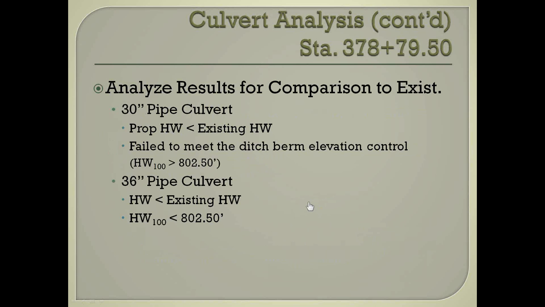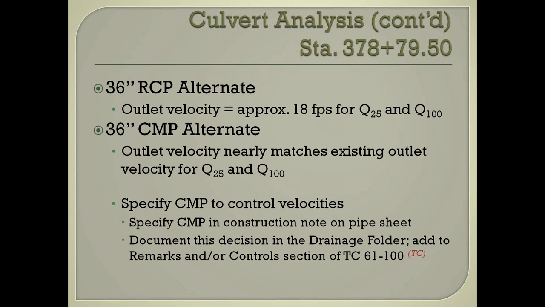So the 30-inch pipe proposed headwater was less than existing, but it failed to meet the ditch berm elevation. The 36-inch pipe is what we're going to go with because the headwater is less than the 802.5. The 36-inch pipe, we want to look at different alternates. We looked at the concrete and also the metal. Outlet velocity nearly matches for the CMP pipe, so we ended up choosing to go with that.